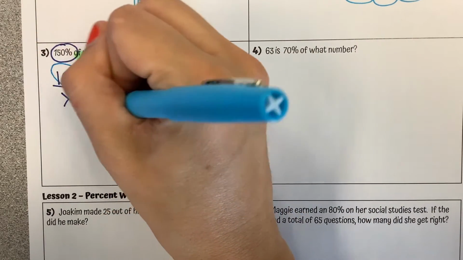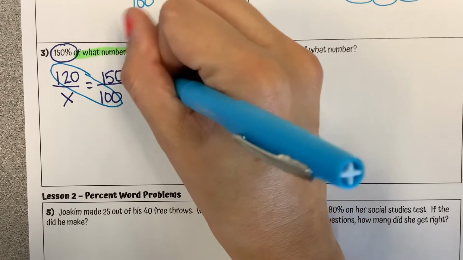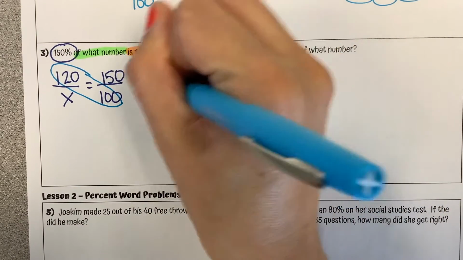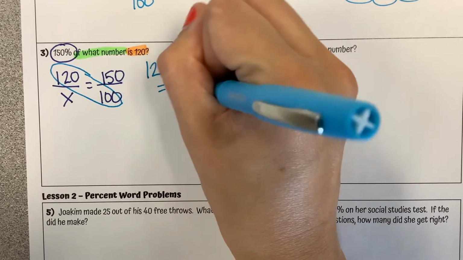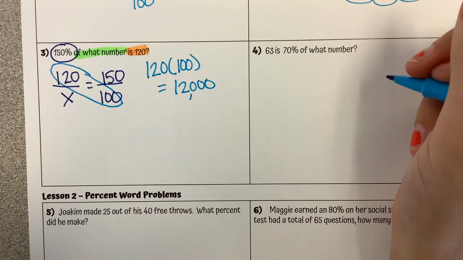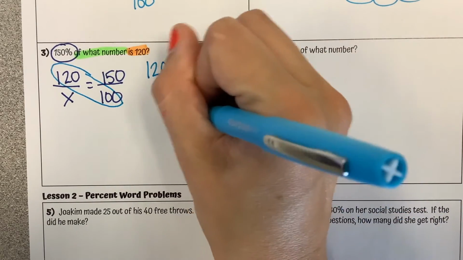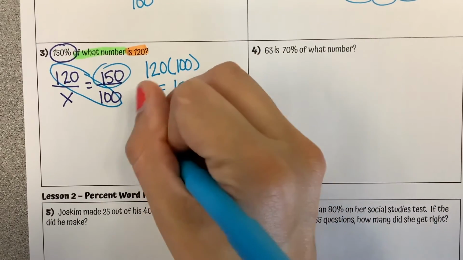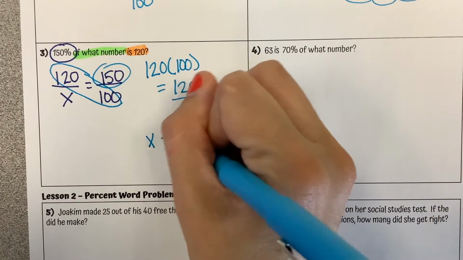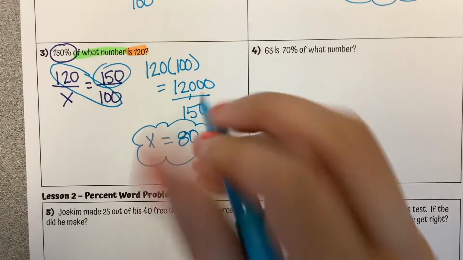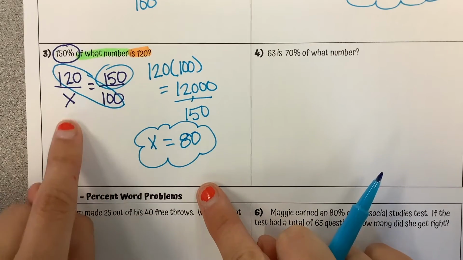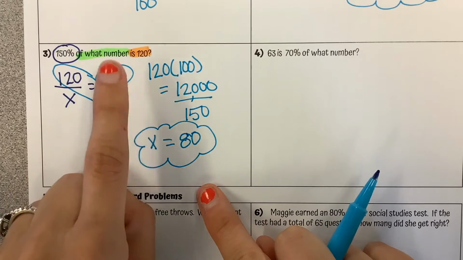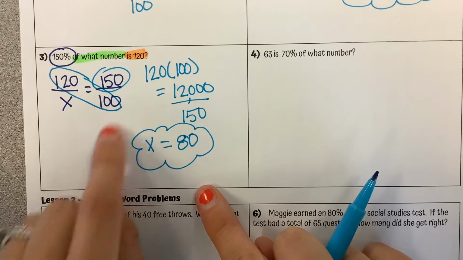I'm going to multiply the two numbers in the same diagonal, which is 120 and 100. And that equals 12,000. Divide that by the number that's in the same diagonal as the variable, and we get x is equal to 80. So in this case, our whole is less than the part because the percent is 150%, which is greater than 100.